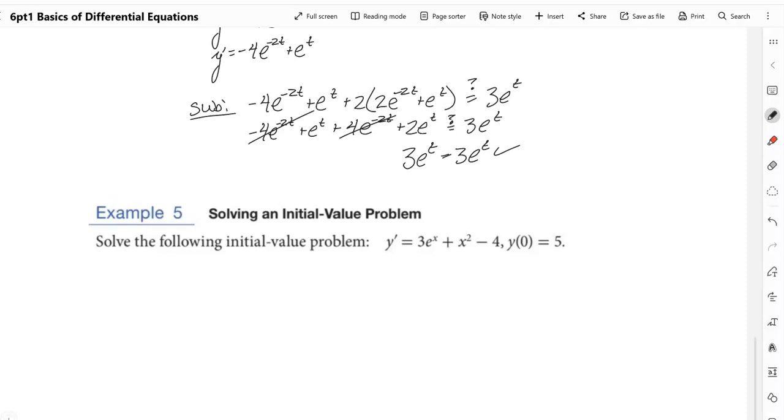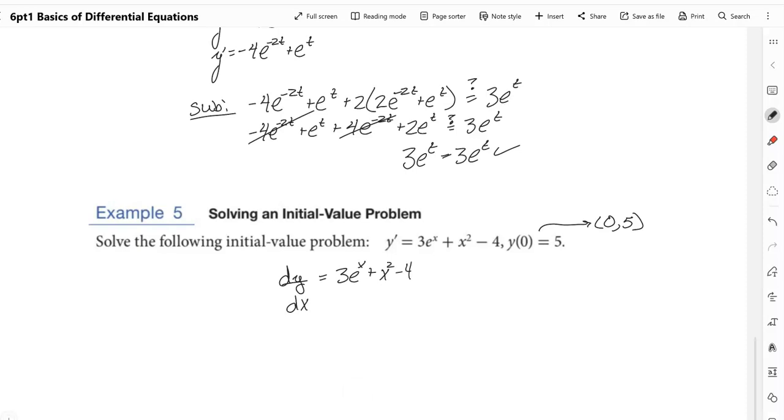So let's look at another example. Let's say we want to solve this initial value problem. We've got y prime equals 3e to the x plus x squared minus 4, and they're giving us the initial condition y of 0 is equal to 5, which means when x is equal to 0, y is equal to 5. So we have dy over dx is equal to 3e to the x plus x squared minus 4.